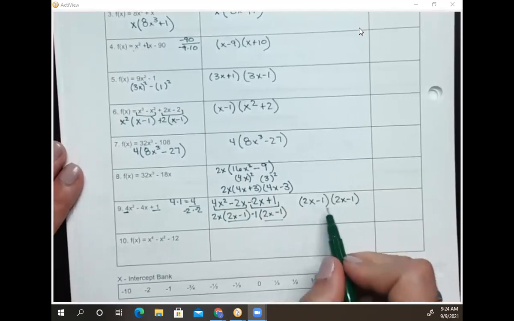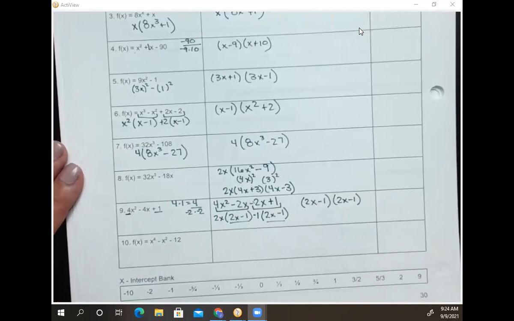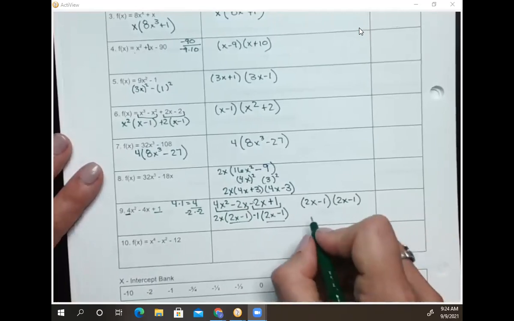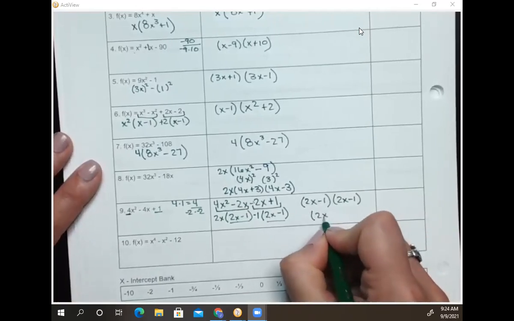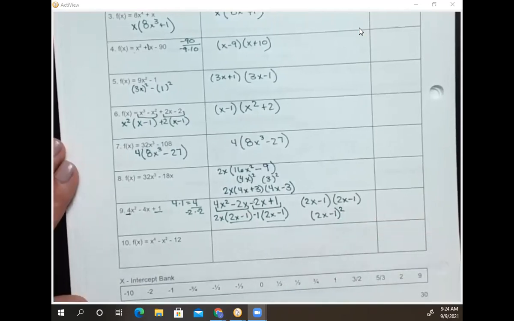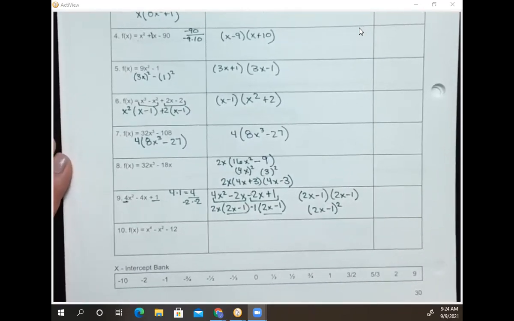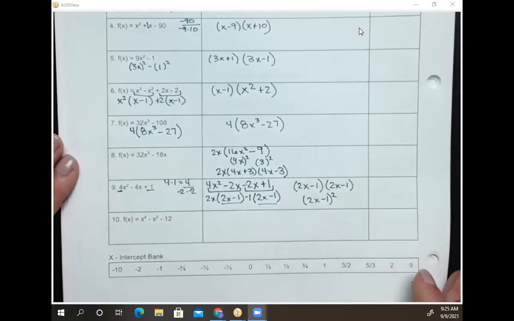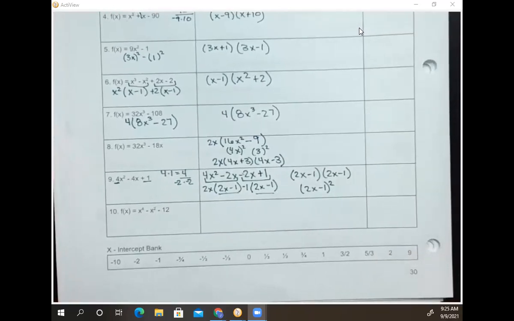Is it okay that I have the same thing twice here? Sure. I could also, if I wanted to, write this as 2x minus 1 squared, since I have 2 of the same factor. And we saw an example earlier in our unit where we did that. Questions on number 9? Okay, our last one on page 30.